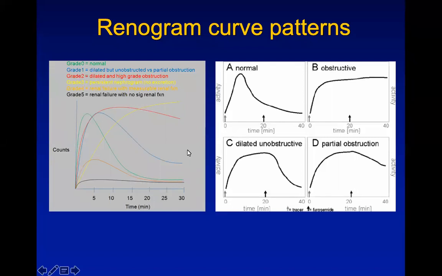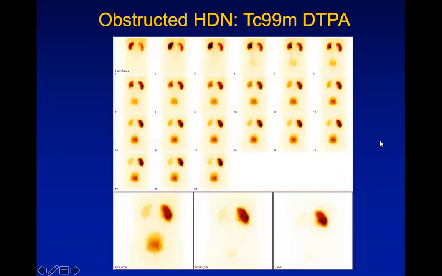A flat line in any kind of medical scenario is bad. Flatline EEG, flatline ECG, similarly a flatline renogram curve is bad renal function. So let's look at what the pictures look like.